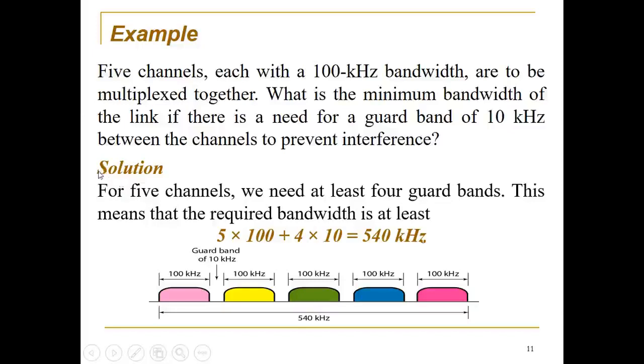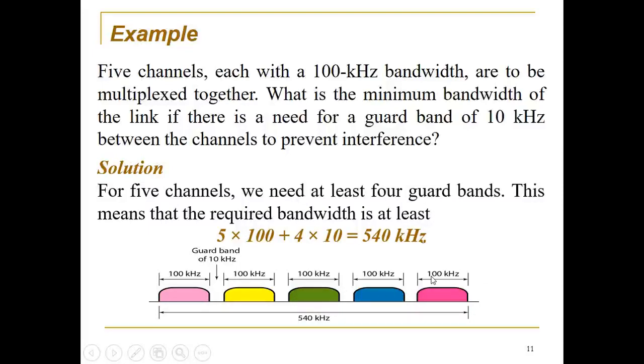Yes, so obviously 5 channels with 100 kilohertz will have 5 times 100. As for the number of guard bands, these are the 5 100 kilohertz channels, and we're introducing 10 kilohertz of guard bands, so more or less gaps in between them. You're only going to have 4 gaps: 1, 2, 3, 4.